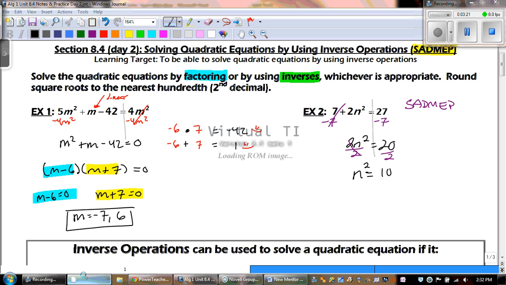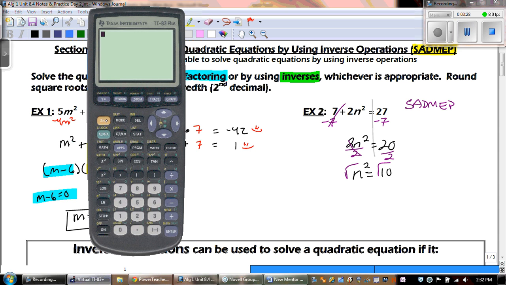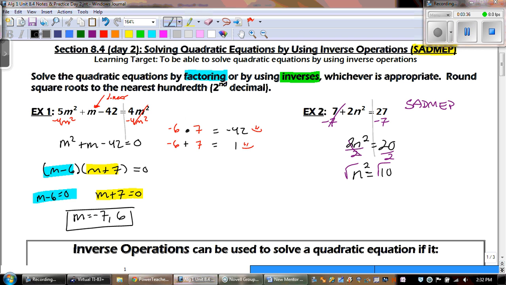At this point we're going to have to use our calculator, because the next thing to do is to take the square root. The square root of 10 I have to do in the calculator, and we get 3.162. Remember, guys, that's only half of our answer. It's plus or minus 3.162. 5 or more, raise the score. 4 or less, let it rest. So we get n is equivalent to plus or minus 3.16. And there you go.